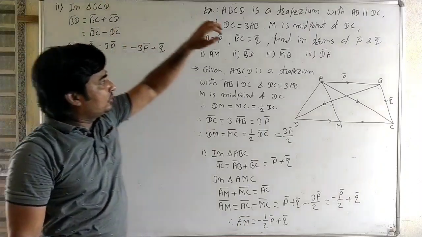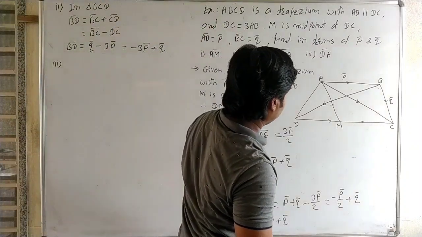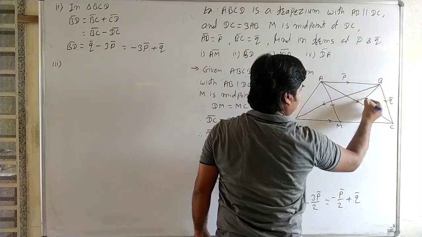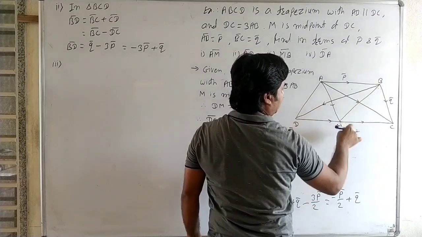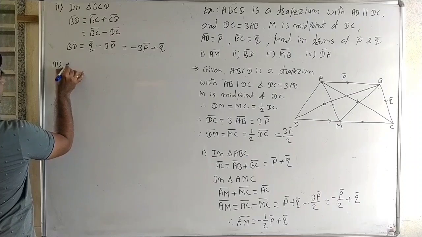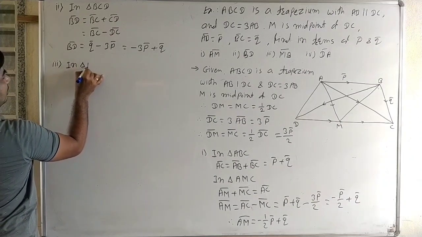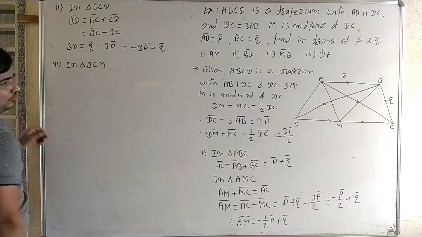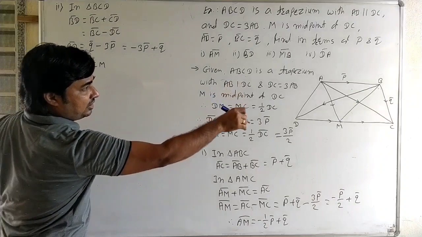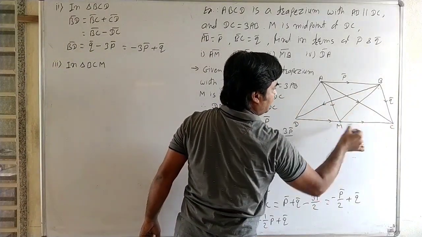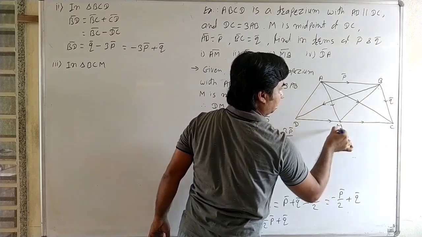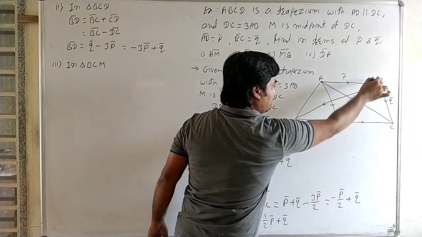Now the third is MB. Where is MB? It is between B and M. For this, we consider triangle BCM. In triangle BCM, BC plus CM is equal to BM.